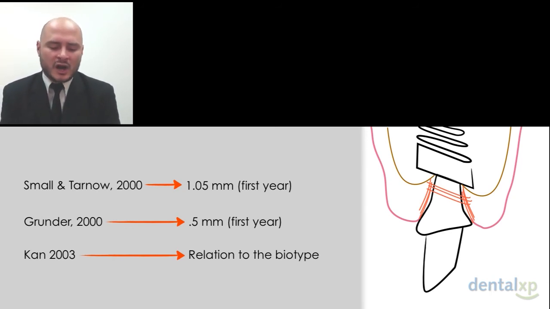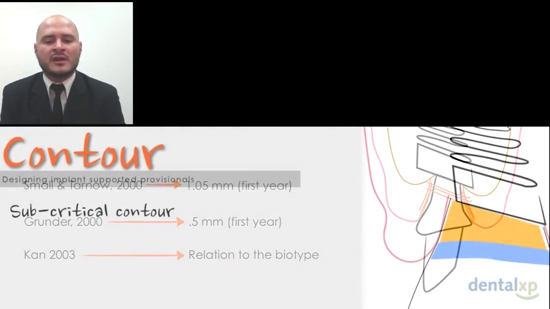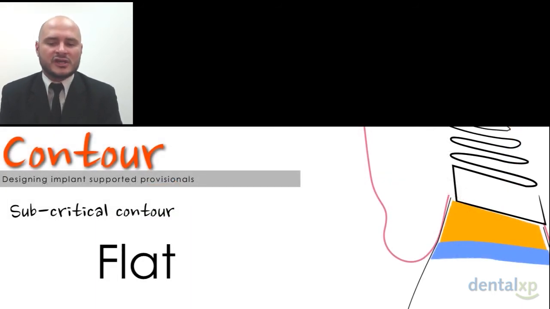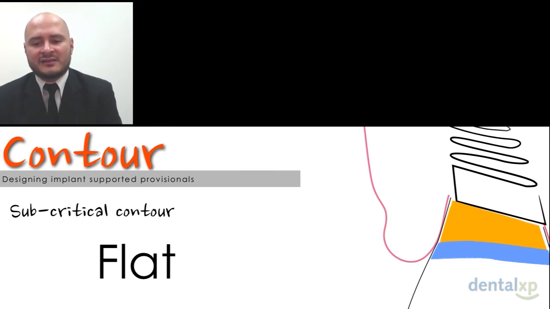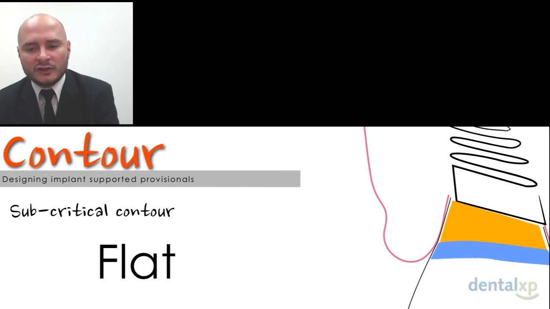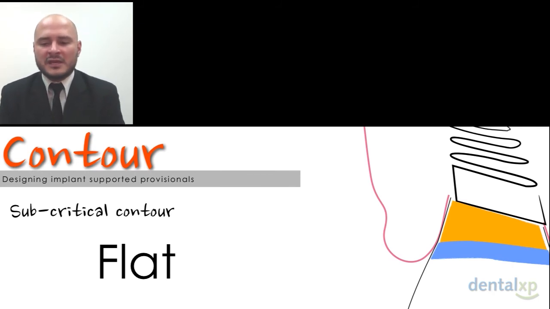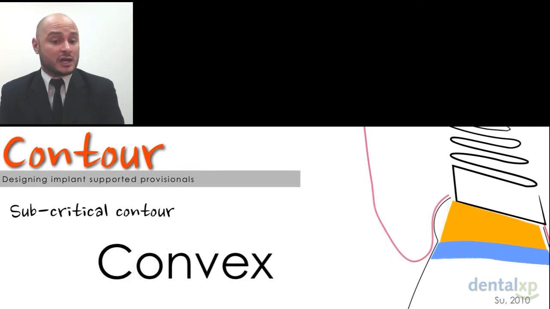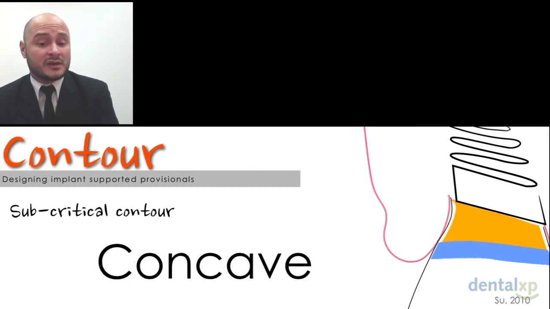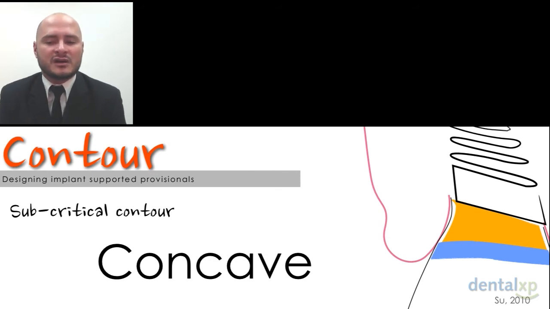So we want to try to leave those provisionals in and do as little modification as possible before we deliver our final restorations. Another thing that we have to consider is how we are going to design the critical and subcritical contours of these provisionals. That means how are we going to design the space of this provisional that we don't see, the space that is under the gingiva, on the runway space from the platform to the cervical aspect of a restoration. Is it going to be flat? Is it going to be convex? Or is it going to be concave?